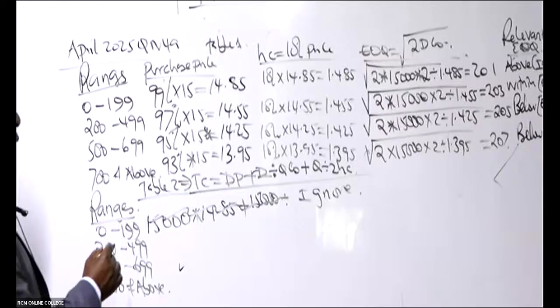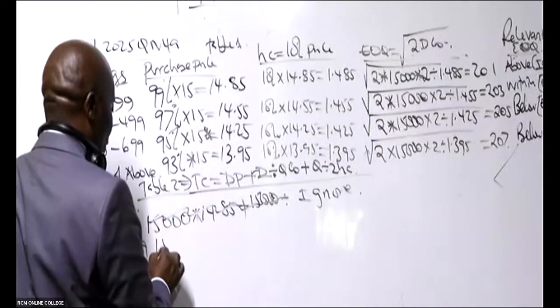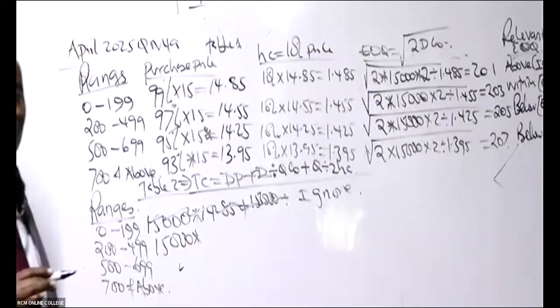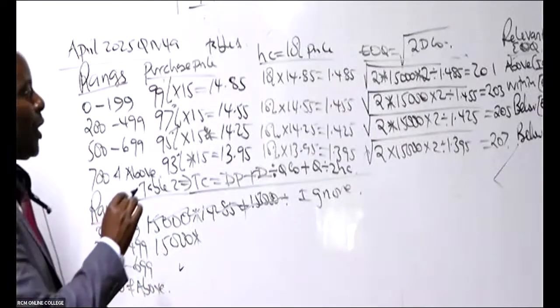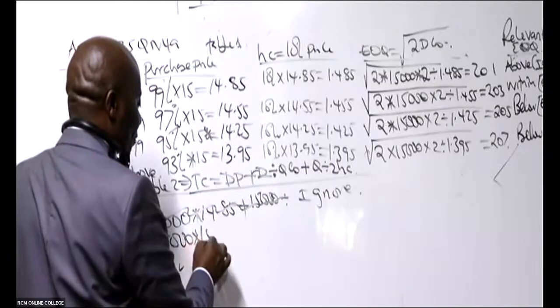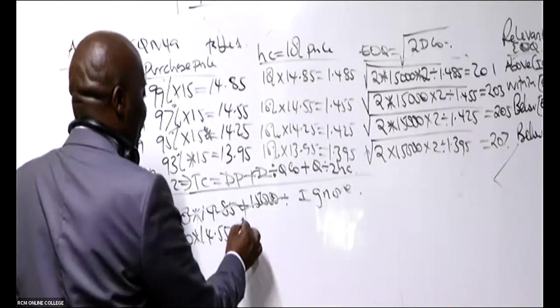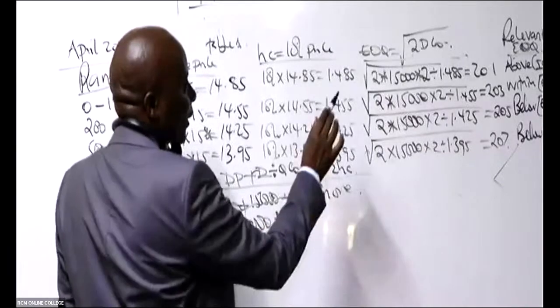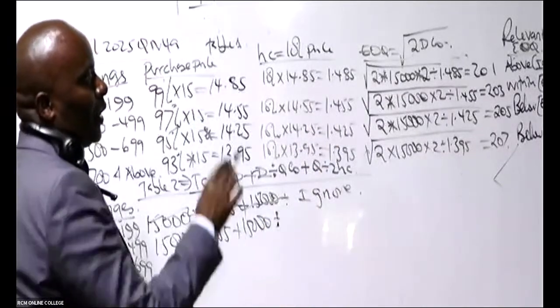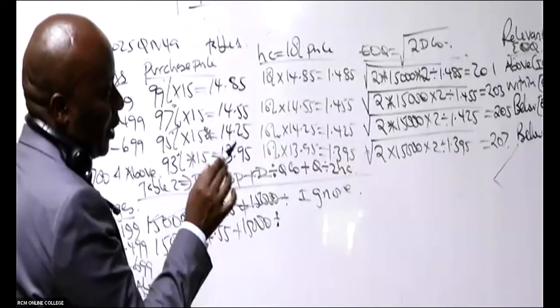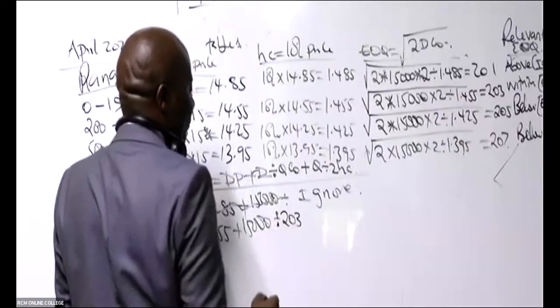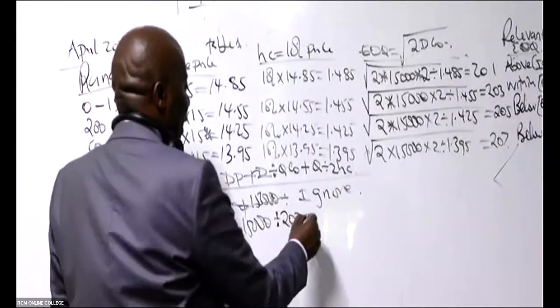Range number 2, we shall take the annual demand, the 15,000. How about the price? The price for range 2 is 14.55, isn't it? Plus this annual demand divided by the second quantity there. Within the relevant EOQ, you have said the EOQ is 203, isn't it? The EOQ is 203, times cost per order.